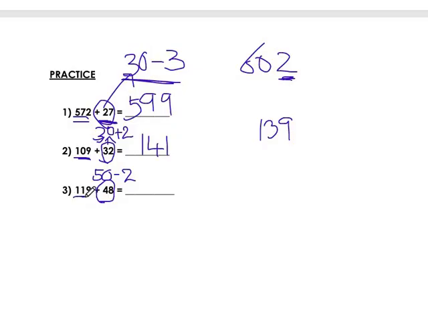So my calculation, I can do it very easily. 119 plus 50 becomes 169. From that I need to subtract 2. So it becomes 167. Look, math is really easy, right?